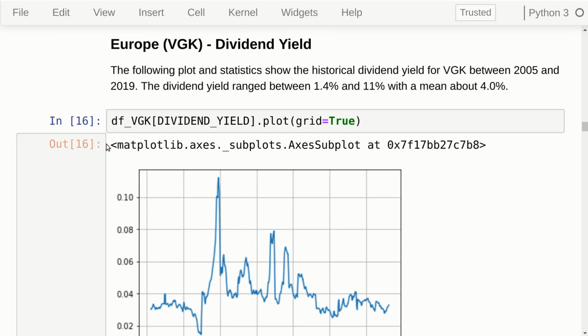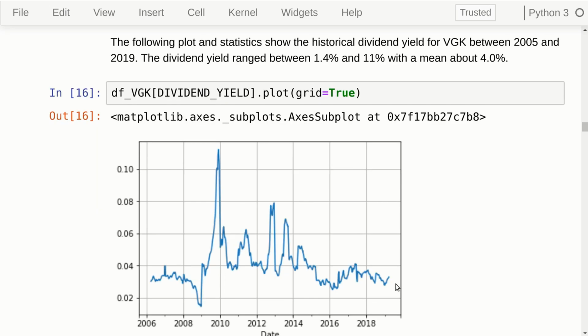So the third component of the forecasting model is the dividend yield, and this is usually the least significant part of the forecasting model because it is usually fairly low. But in a situation where we have a stock or stock index where it has low sales growth, then the dividend yield can be important. So this plot here for the Developed Europe Index shows that the dividend yield ranged between 1.4% and 11%, and the mean was around 4%, which is around here.